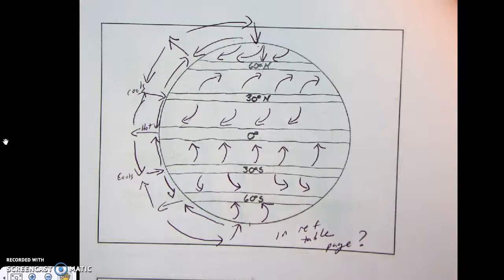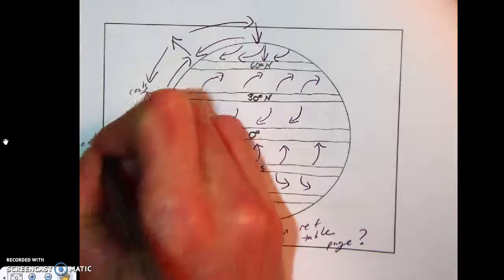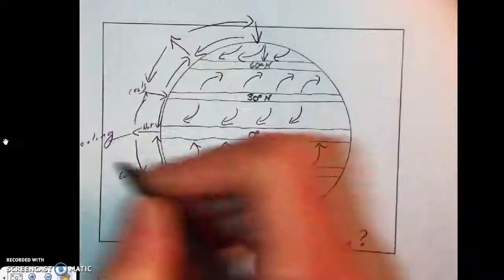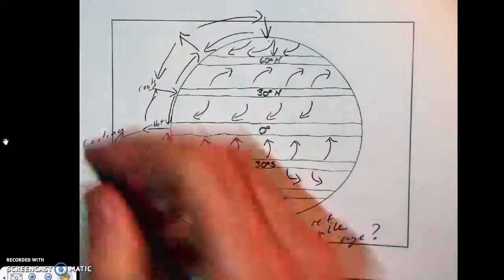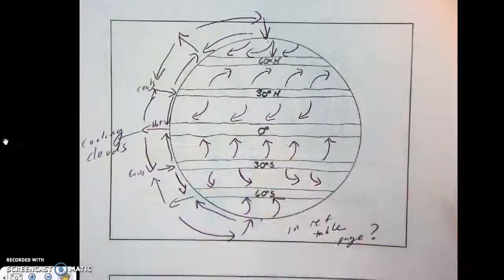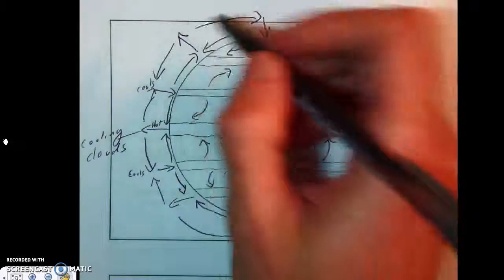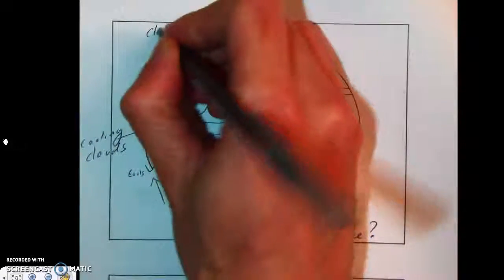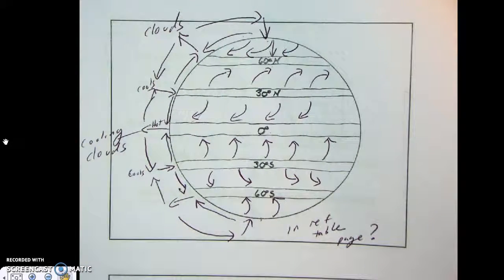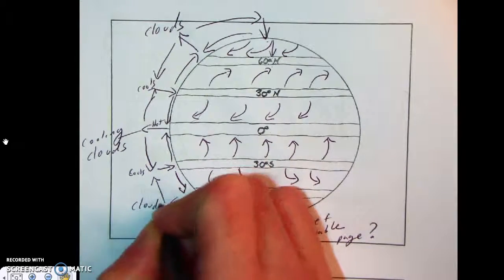But remember, when air is rising, it's cooling. And cooling air forms clouds. And that's why at the equator we have lots of clouds, and that's where the world's rainforests are. And we see the same thing at 60 degrees north. We have lots of clouds. Think about the city of Seattle. It's known for its cloudiness and lots of rain. At 60 degrees south, you're going to have lots of clouds here too.